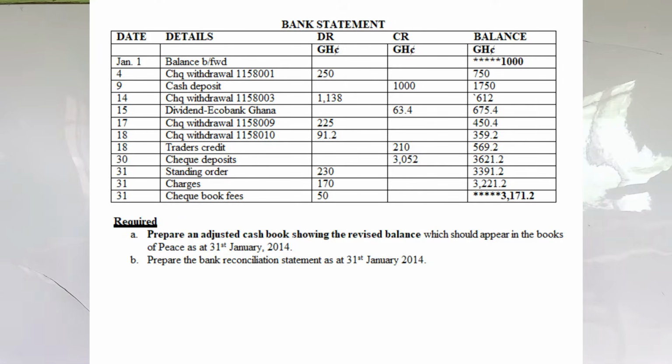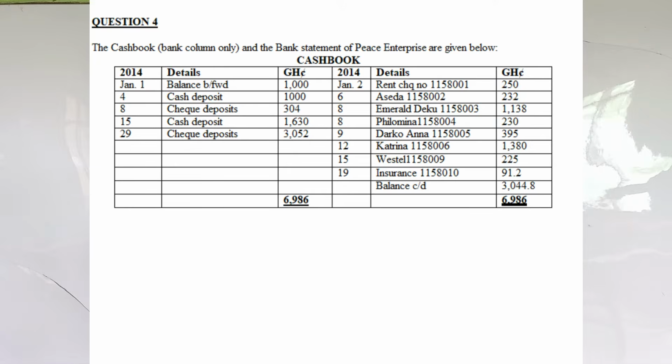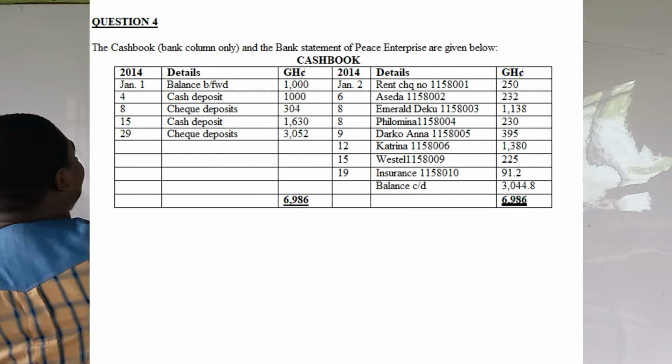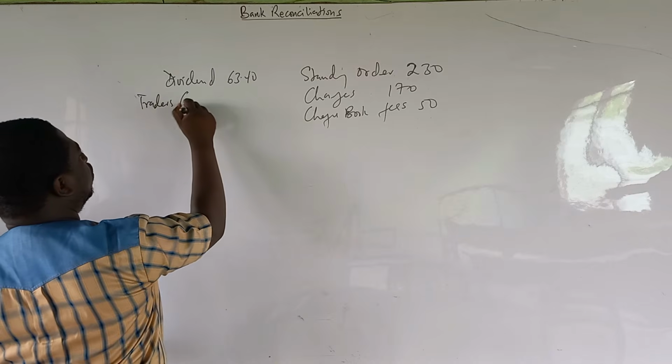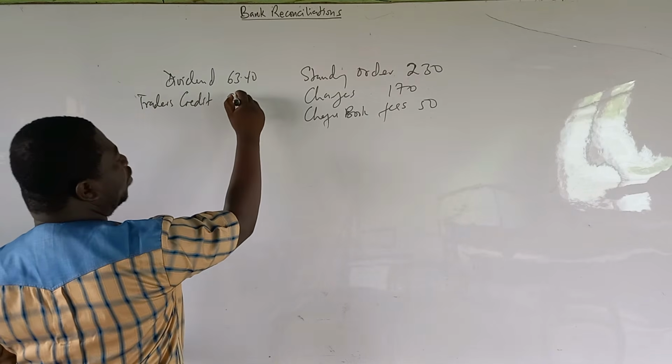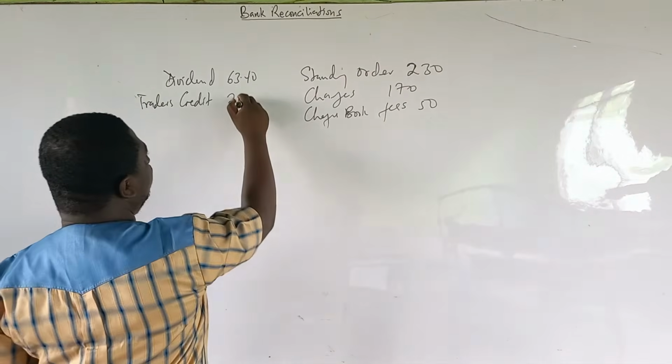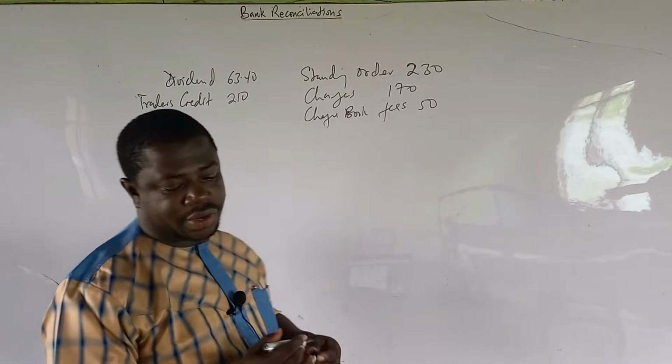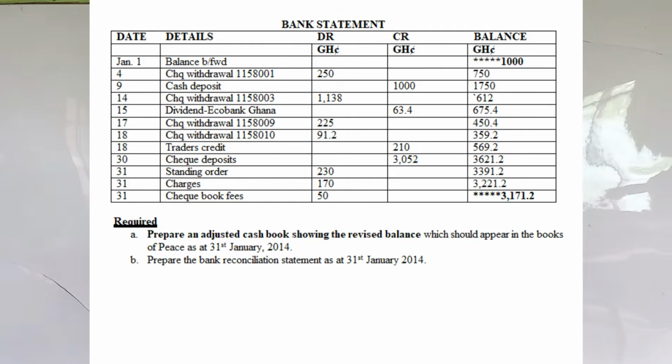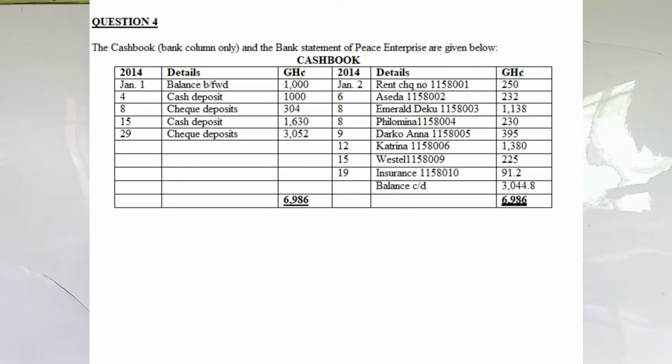So we move on. There is a 210 representing traders credit on the credit side of the bank statement. That 210 did not appear also on the debit of the cash book. 210. So traders credit is like a credit transfer. And then the final thing there on the bank statement for the credit side is 3,052. Yes, that can also be found in the cash book, as you can see on your screen.